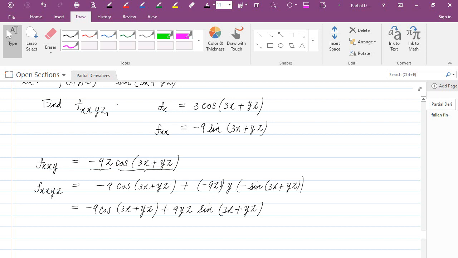multiplied by the derivative of this with respect to z, which would be negative sine of 3x plus yz, and then multiplied by the derivative of 3x plus yz with respect to z, which would be y. So if we clean up a little bit, we get negative 9 cosine of 3x plus yz plus 9yz sine of 3x plus yz.